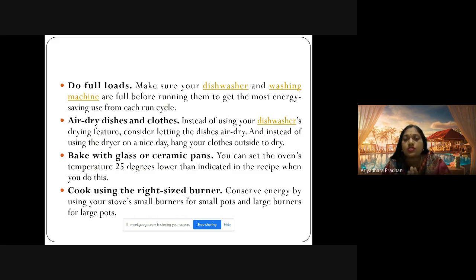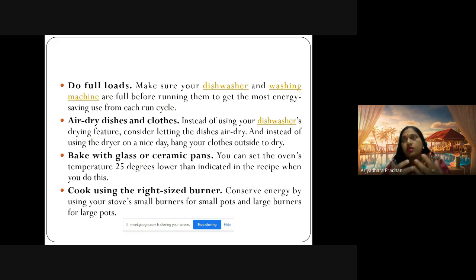Now, bake with glass or ceramic pans. You can set the oven's temperature 25 degrees lower than indicated in the recipe when you do this. Then cook using the right size burner. For a small amount of things or less quantity, we can go for small size burners rather than using a larger size burner.